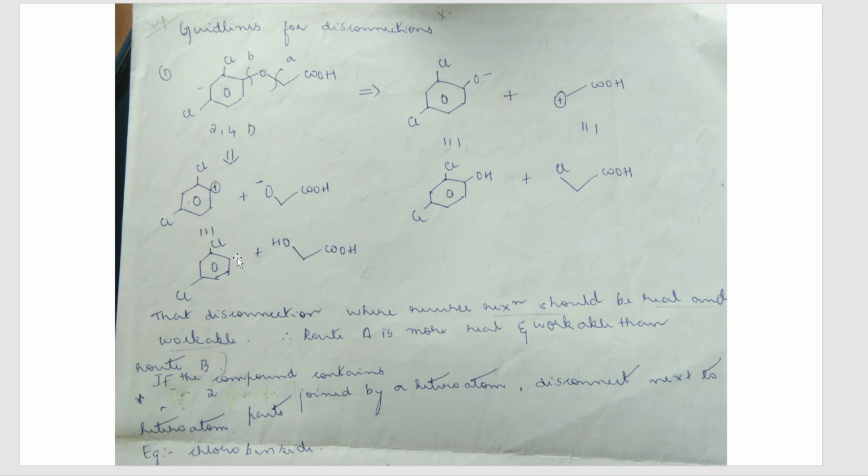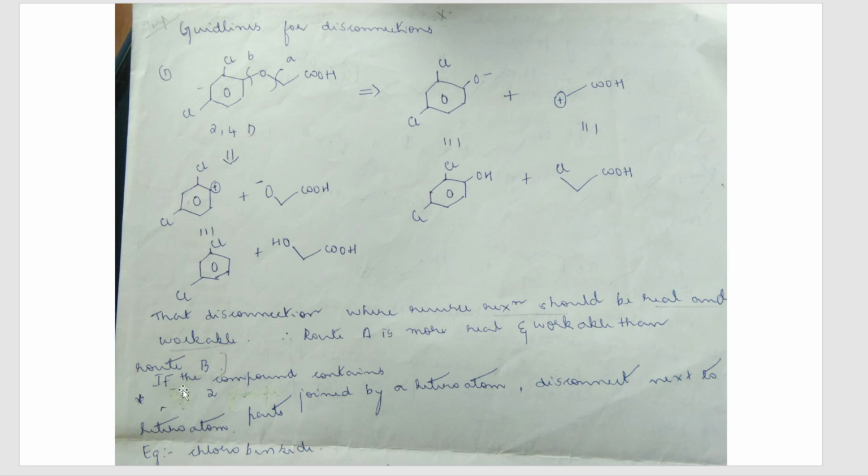So you will come across this situation in different molecules where there can be 4 or 5 different ways in which you can disconnect that molecule. But which one will you choose? Based upon the guideline, what will you choose? You will choose that pathway in which the reverse reaction is more feasible, real and workable.